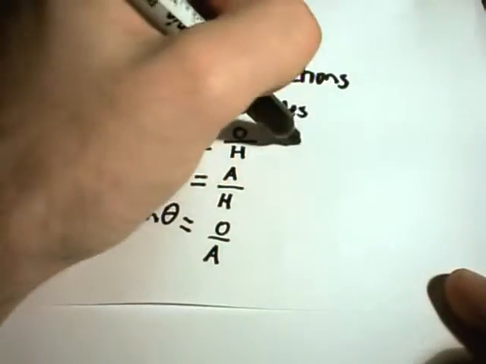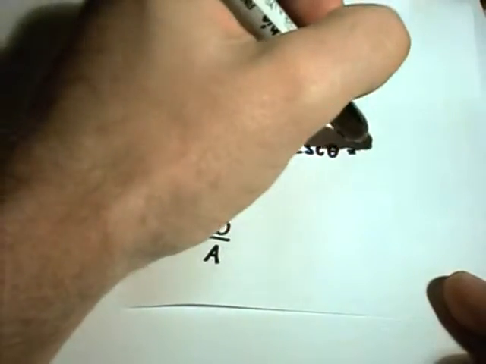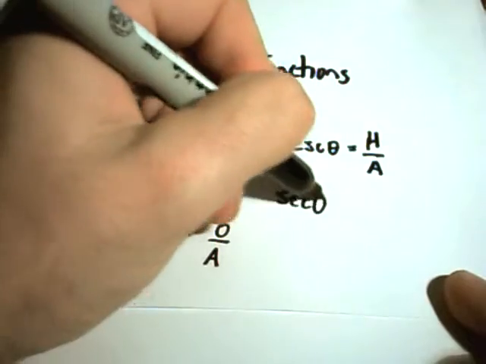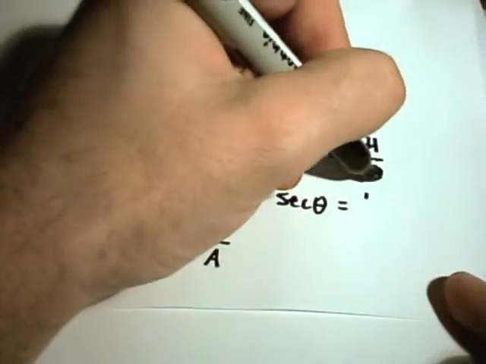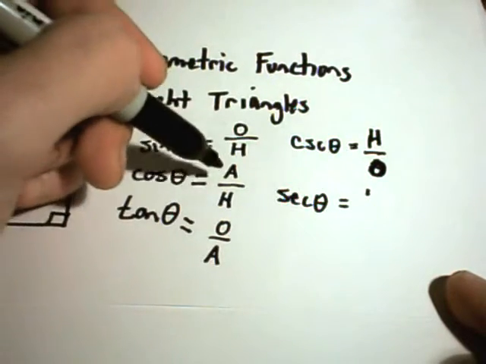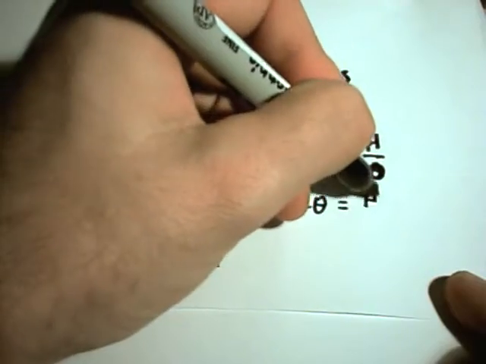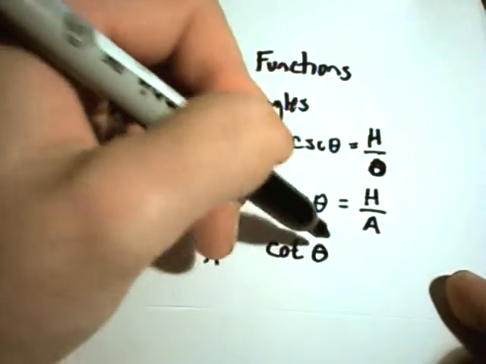From that we can get cosecant of theta, since that's just the flip of sine theta. That'll be hypotenuse over opposite. Secant of theta is the flip of cosine. That one will be hypotenuse over adjacent. And then cotangent of theta is going to simply be adjacent over opposite.